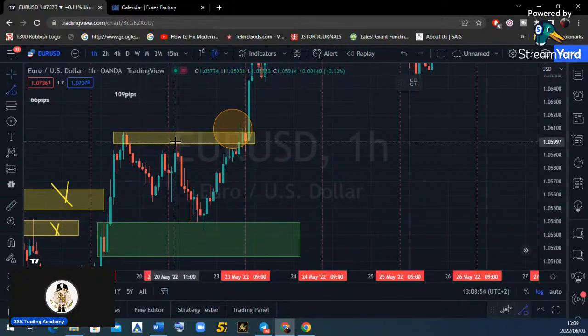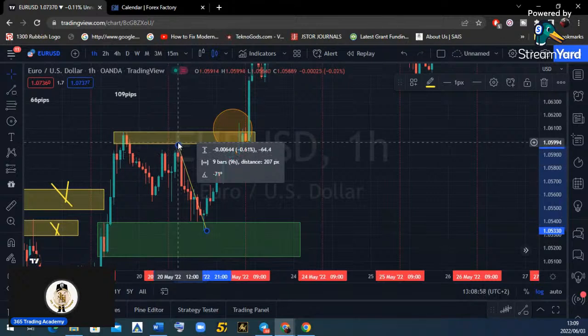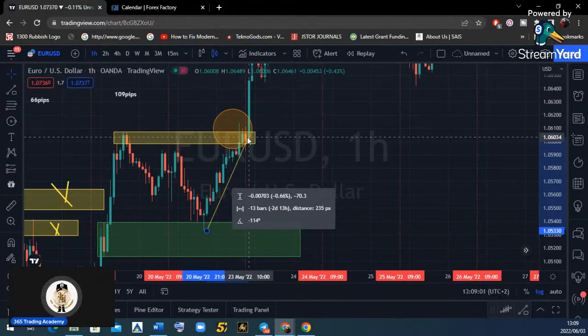Now let's see. So the high point drops about 64 pips, which is normal. It's a normal range for pound, and then it goes up again 70-something pips the next day.